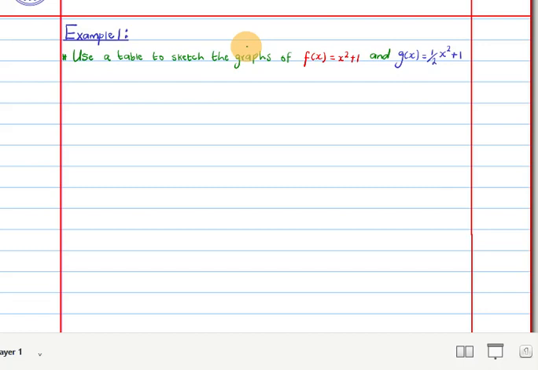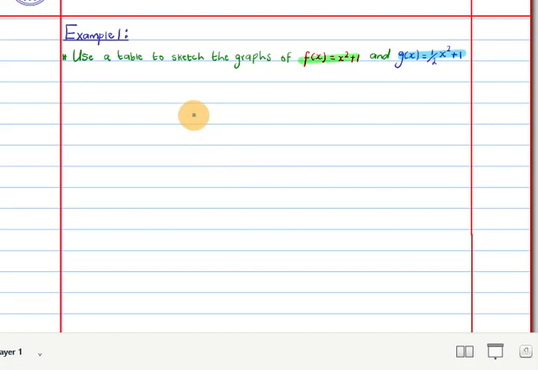The first graph is this one. It's f at x is equal to x squared plus 1. And the second graph is this one, of which g at x is equal to half x squared plus 1. Here we are required to use a table to sketch this graph.